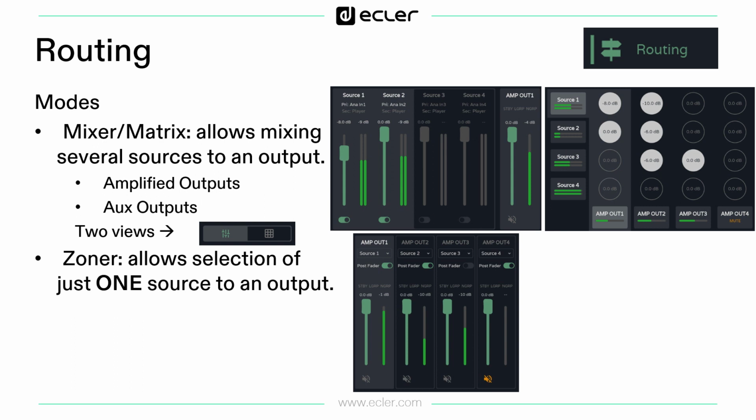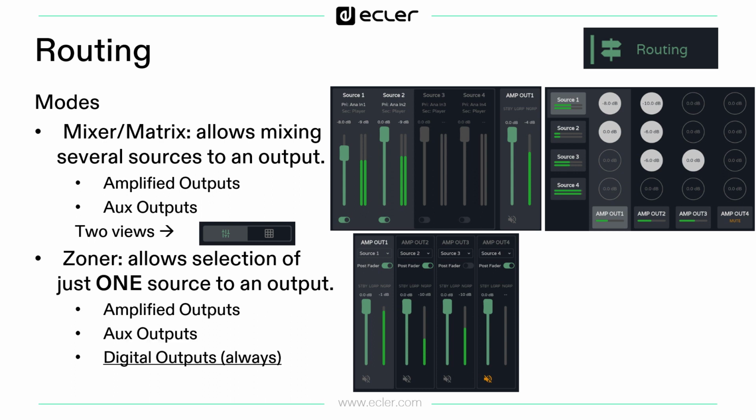The Zoner mode can be also applied to the amplified or auxiliary outputs, and it's always applied to the digital ones, that are clones of the signals we already have in the device. So remember, independent mixes can be created for amplified and auxiliary outputs, but we cannot create an independent mix for a digital output, as we have seen in the audio chain and connections chapter. You can get deeper into Dante possibilities in the corresponding chapter later on. Let's see it in the web application.